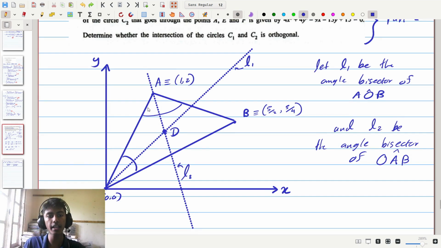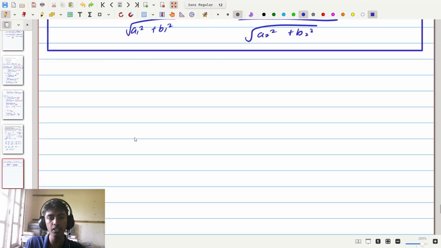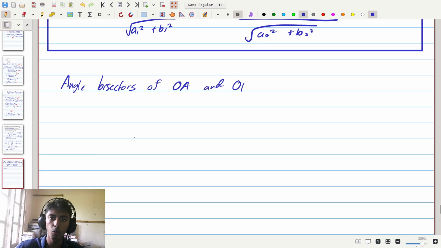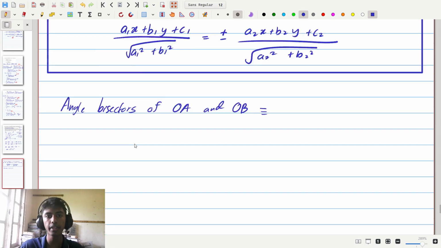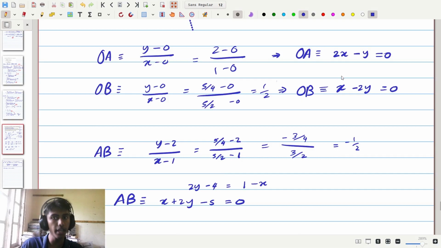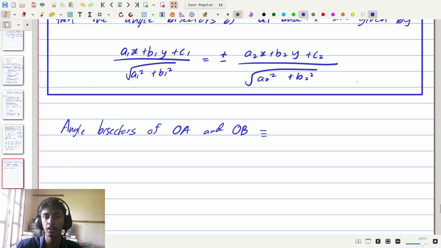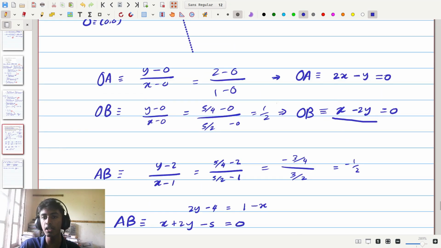If we first consider the angle bisectors of OA and OB, if we take a look at OA and OB, we can see OA is 2x minus y, so therefore we have 2x minus y divided by the square root of a squared plus b squared, which in this case is the square root of 2 squared plus negative 1 squared, which is the square root of 5, equal to plus or minus the other bit, which is for OB, x minus 2y.